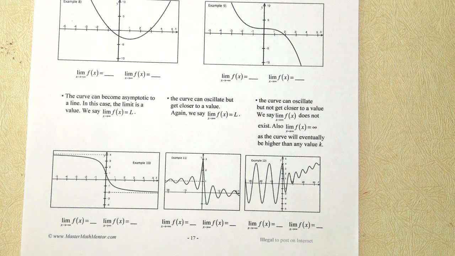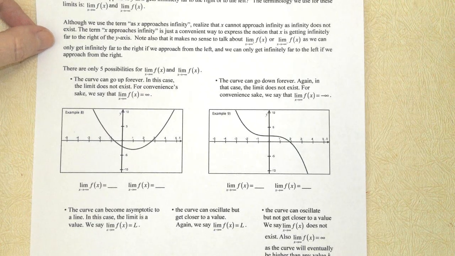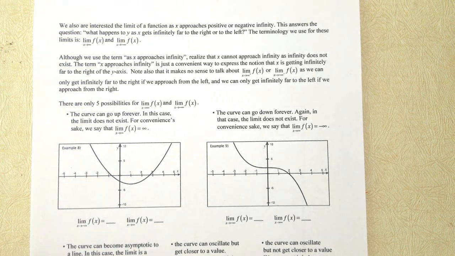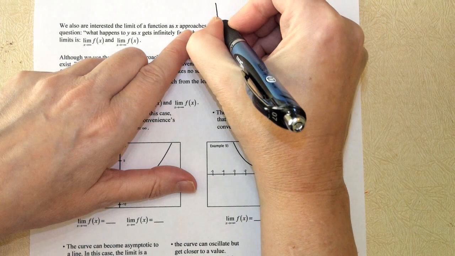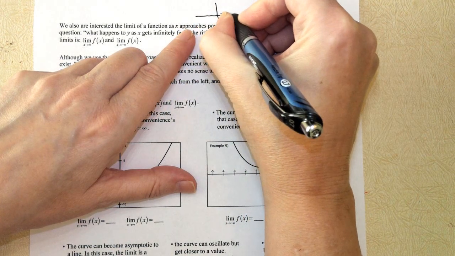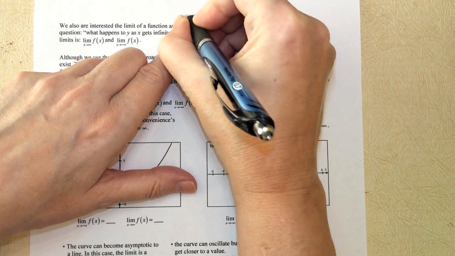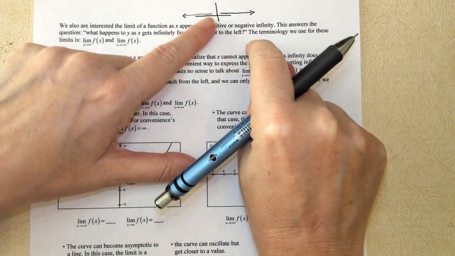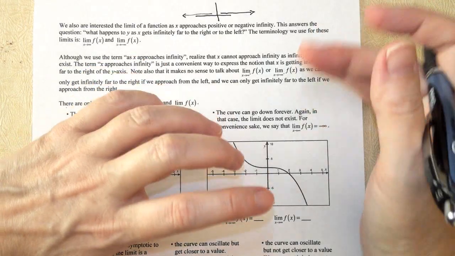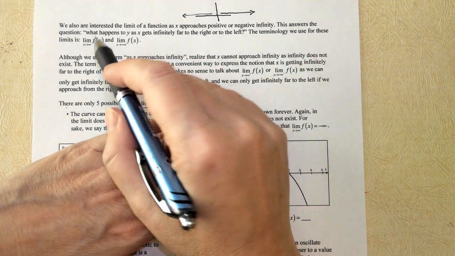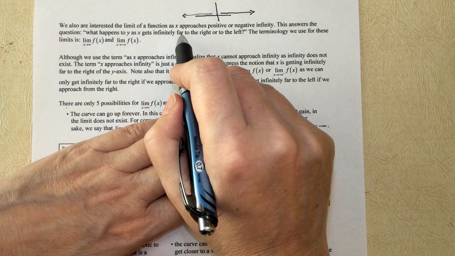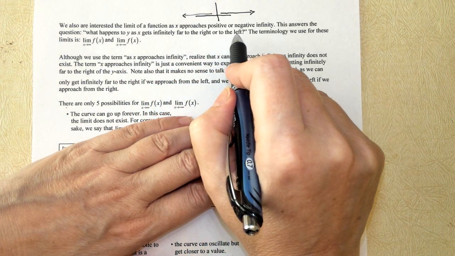Okay, so we're on our last portion of notes here. Starting at the top, we also are interested in the limit of a function as x approaches positive or negative infinity. Remember, this means on my graph, I'm headed out with my x's as I go out to the right or out to the left. I keep wanting to go up and down, but that's not the case. This answers the question, what happens to y as x gets infinitely farther to the right or left?